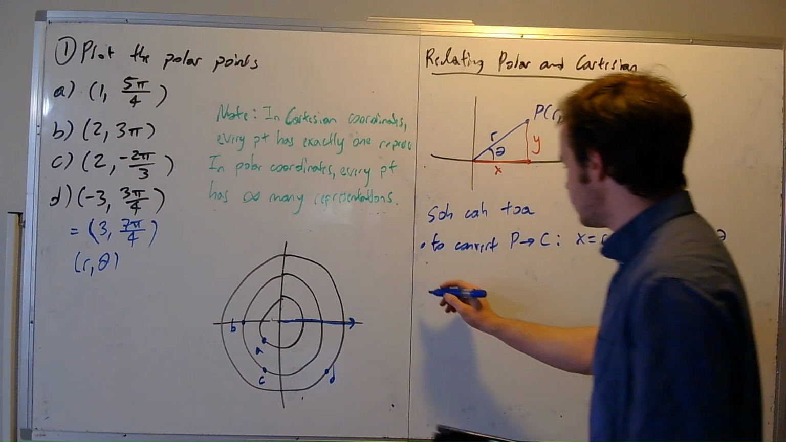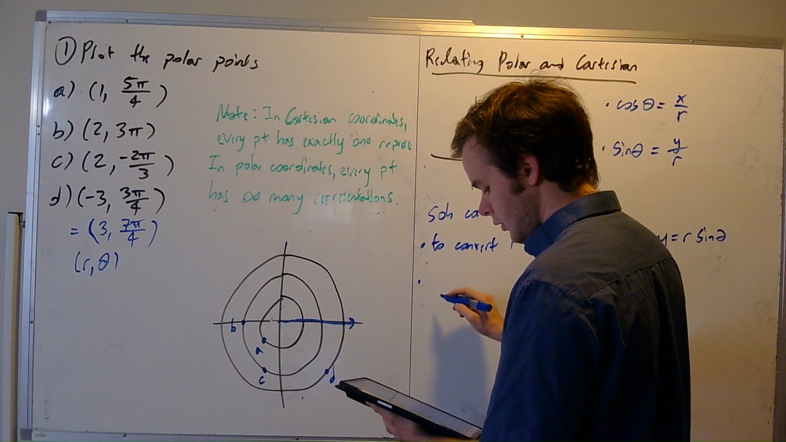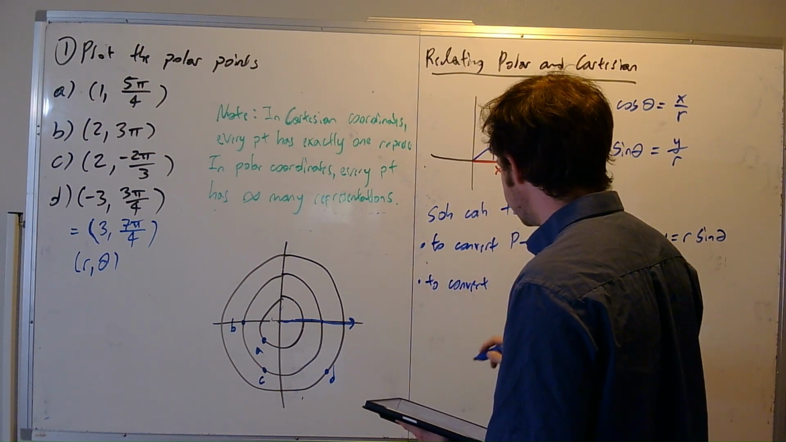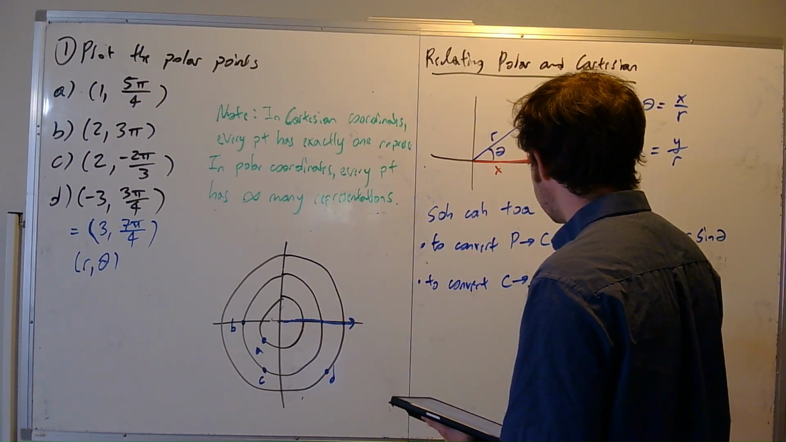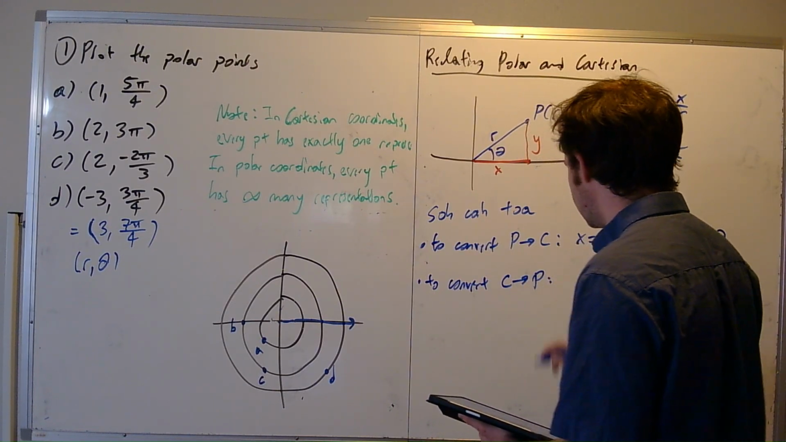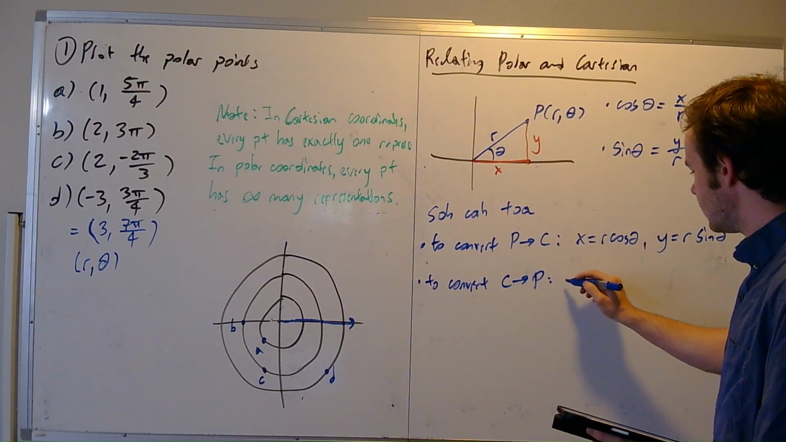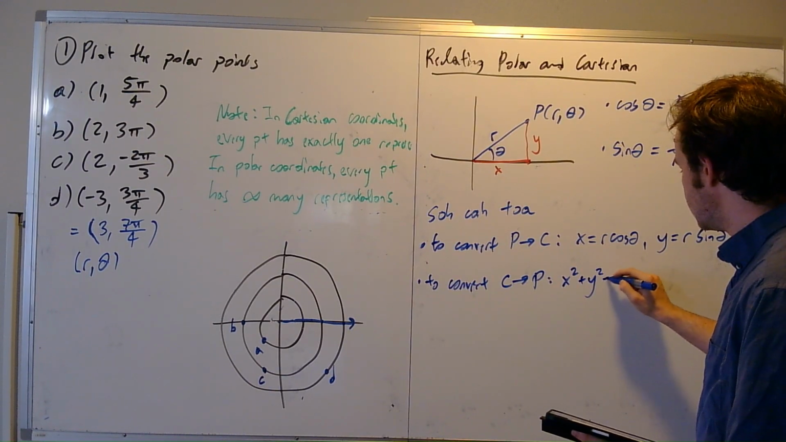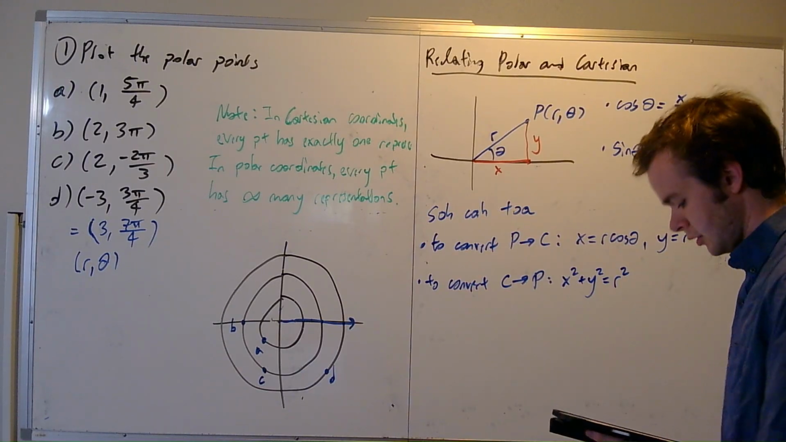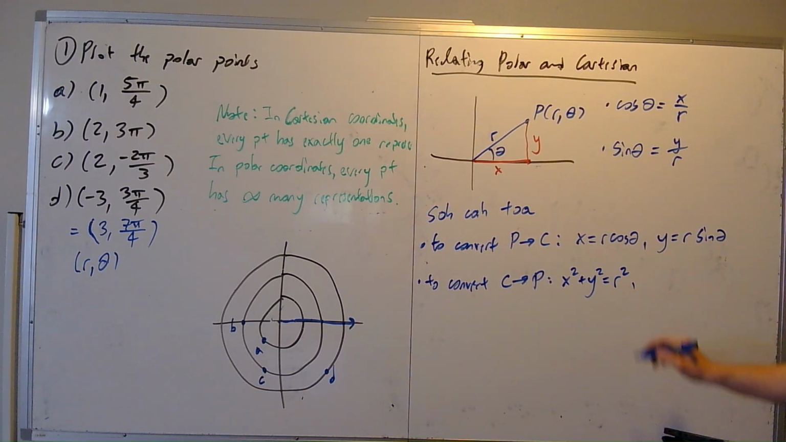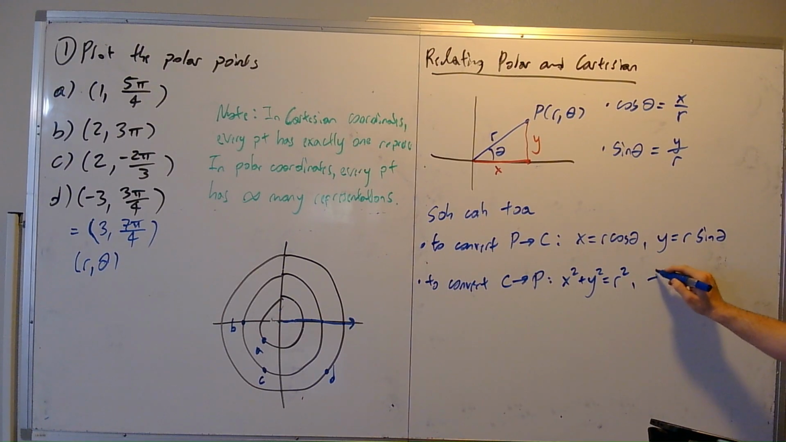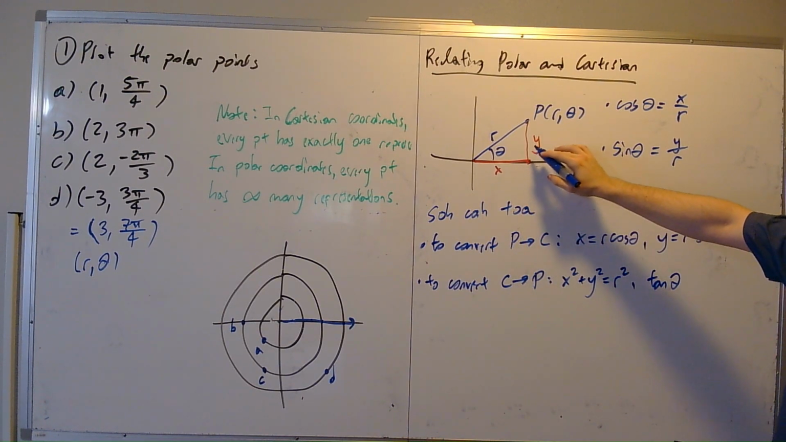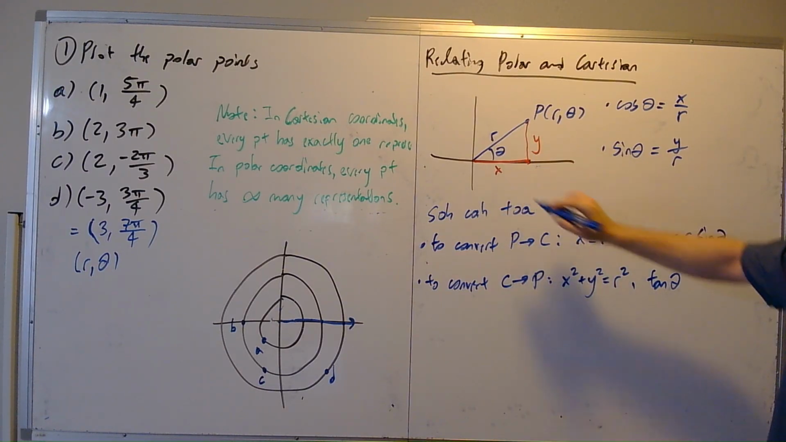Okay, and let's say we want to go the other way. Let's say we want to convert our Cartesian coordinates into polar coordinates. Then we know that x squared plus y squared is always going to be equal to the radius squared. We can use that fact, and we can also use the fact that tangent theta, if we look here, is opposite over adjacent, so it's going to be y over x.